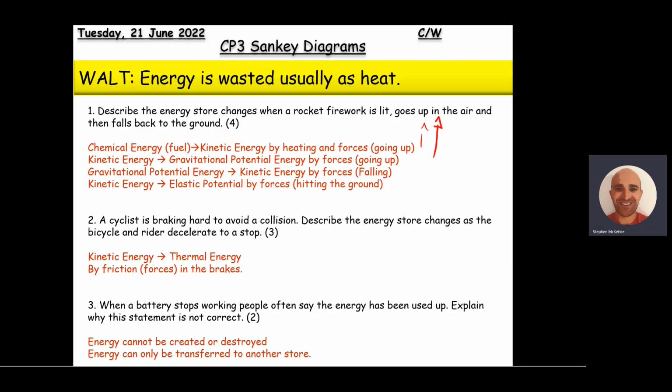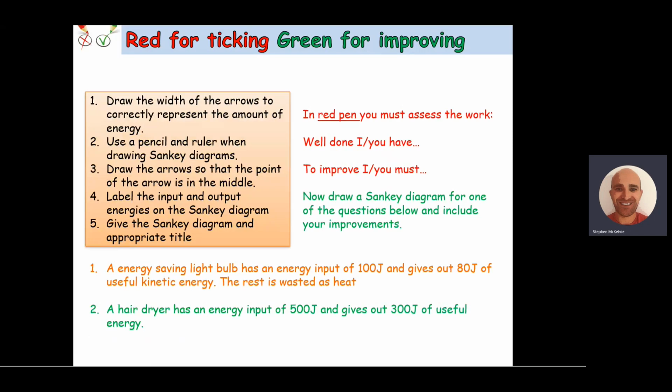When a battery stops working, people often say that energy has been used up. Explain why this statement is not correct. Because energy cannot be created or destroyed, it can only be transferred to another store. So the energy hasn't been used, it has just been transferred.